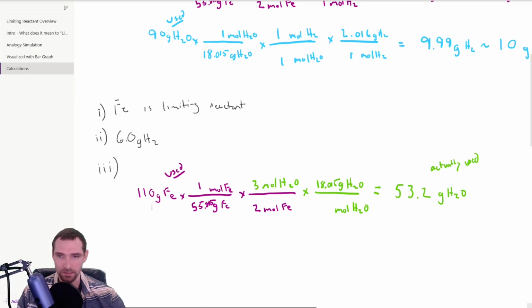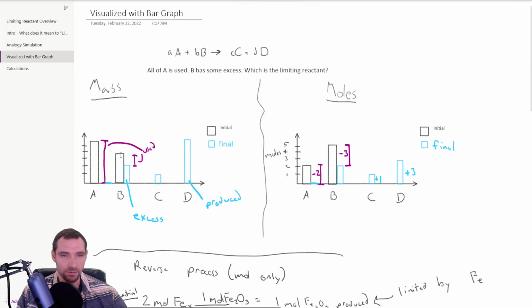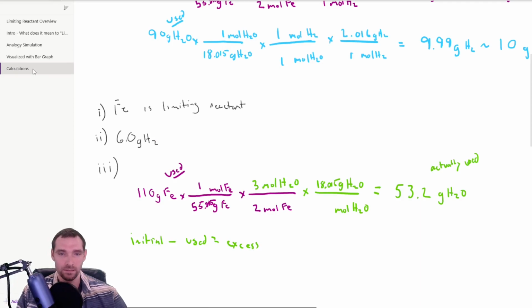We did have 3 sig figs, or 2 sig figs starting off. So actually, we're going to give it in our final answer. We'll do the rounding at the very end of the final answer that we're providing. So we had initial minus used gives the amount of excess. And you can think about that like, okay, I had some initial amount, I subtract what I used, and I have some excess left over. That's kind of what we're doing here.